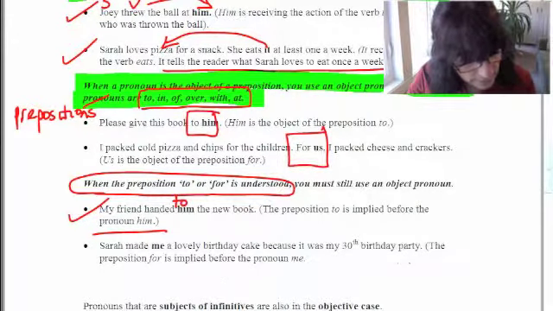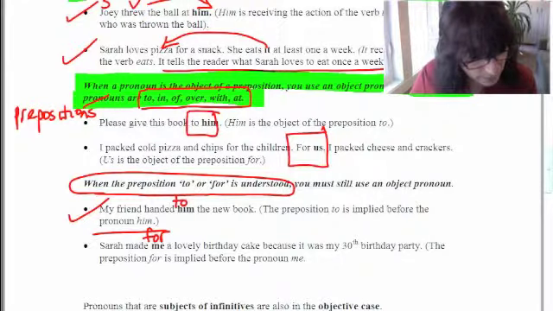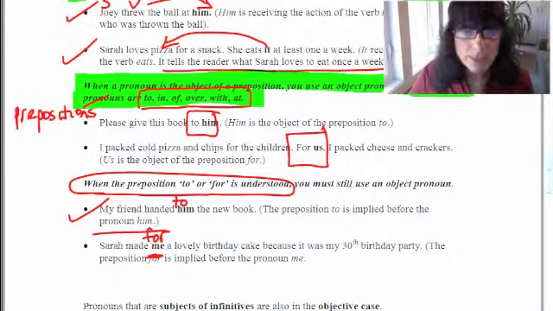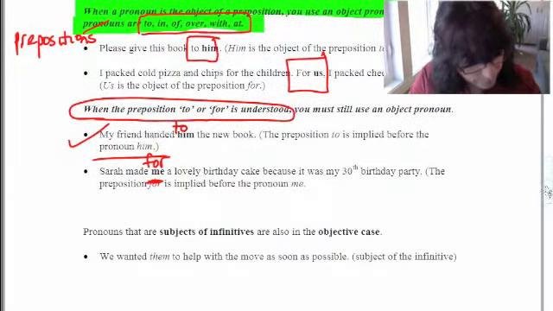Sarah made me a lovely birthday cake because it was my 30th birthday party. The preposition for is understood. Sarah made for me a lovely birthday cake. So you'd use me. You wouldn't say Sarah made I, because you're the receiver of the action. So it's no longer the subjective form.